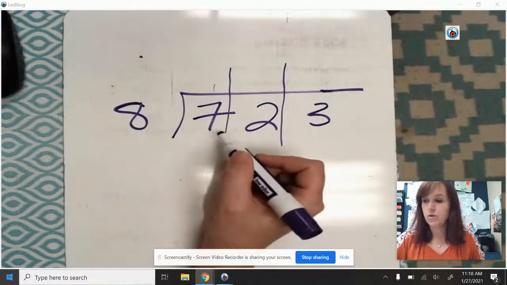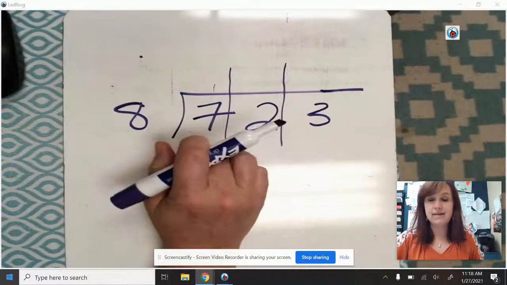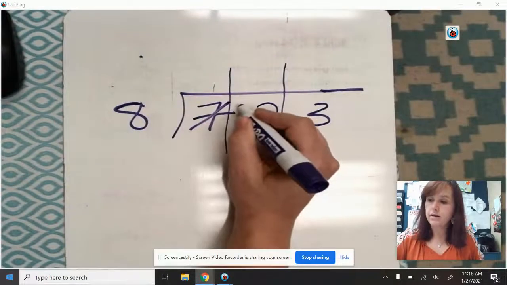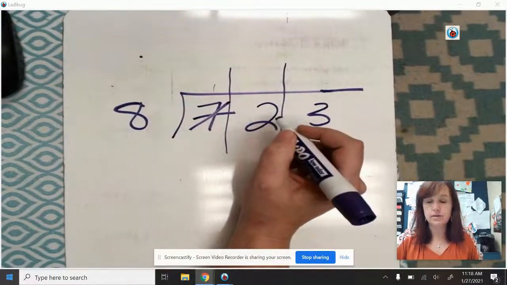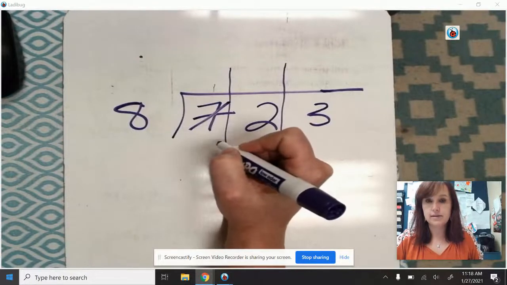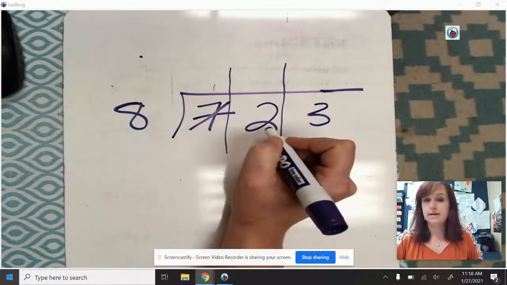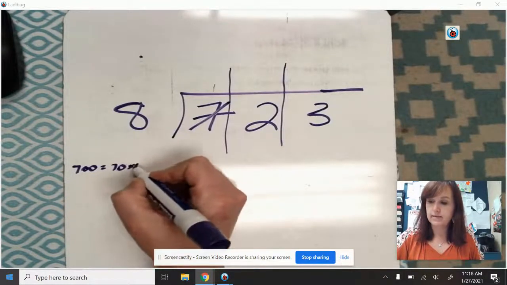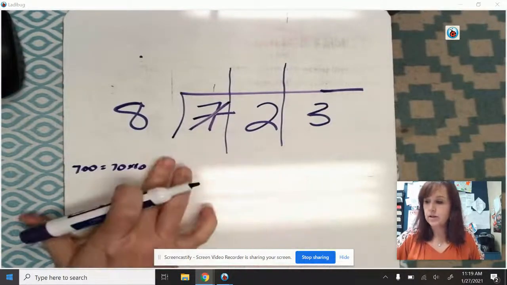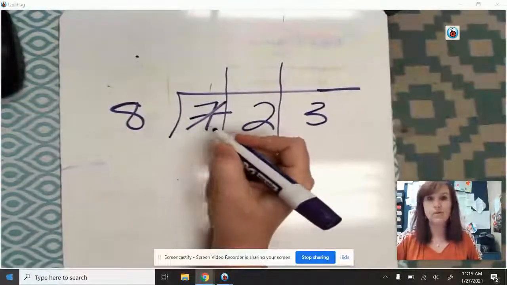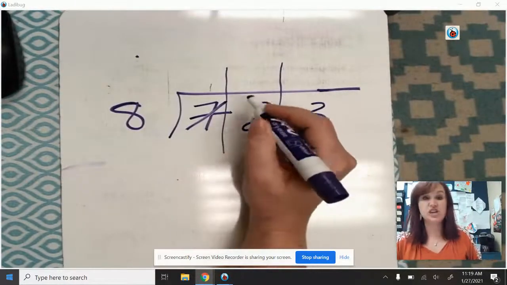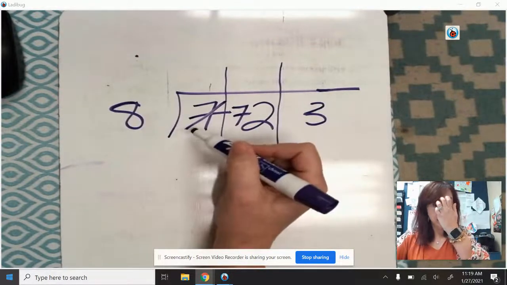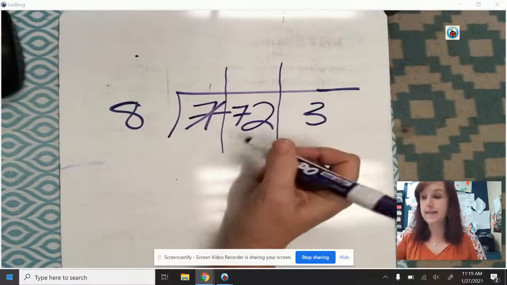I don't. So what I need to do is take these $700 bills to the bank, and I'm going to cash them in for 70 $10 bills. And you guys know that 700s is the same as 70 tens. So 700s is the same as 70 times 10, right? We did that on place value. So I'm going to take this 7, and really what I'm going to do to make it 70 tens, I'm just going to shift it over one column. I already had 2 tens, and then I traded in my 700, so now I have 72 tens.